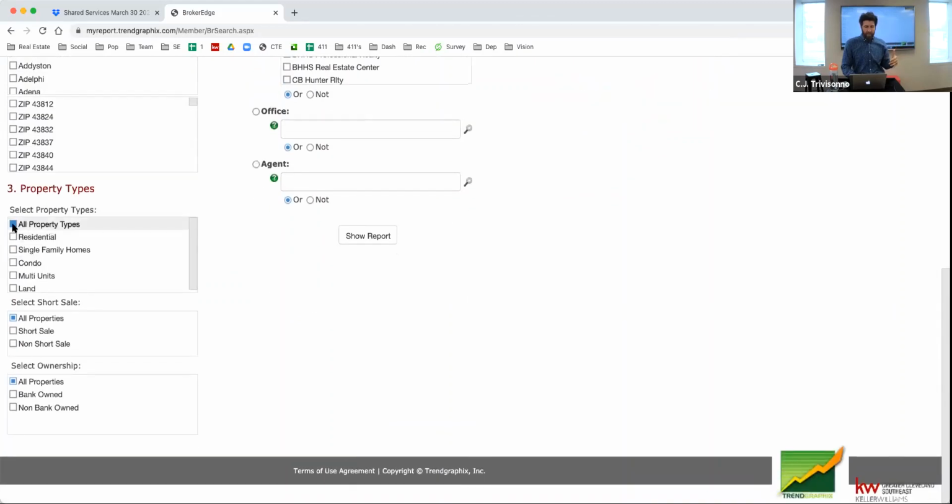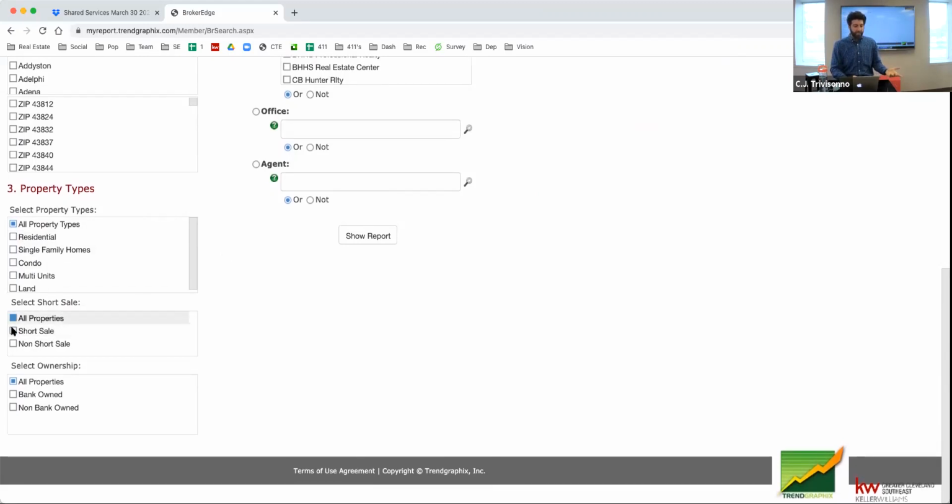So here, it's based on what they're selling or what property type they are. We're going to do all houses that are out there, all property types. Or if you want to just do residential, you can do that, or just single family, or residential and single family. You can do just condos if you wanted to, multi-units or land. You can pick any variation of those to get a little more hyper focused on the data that you want to come out with.